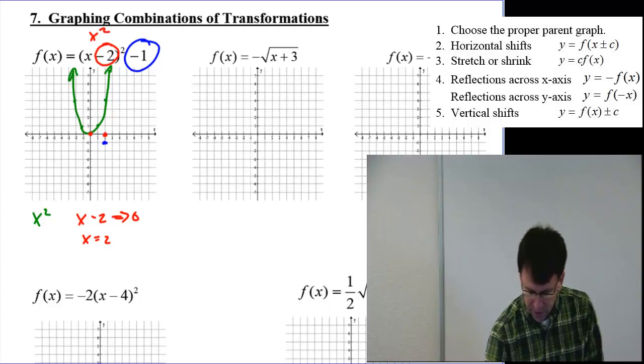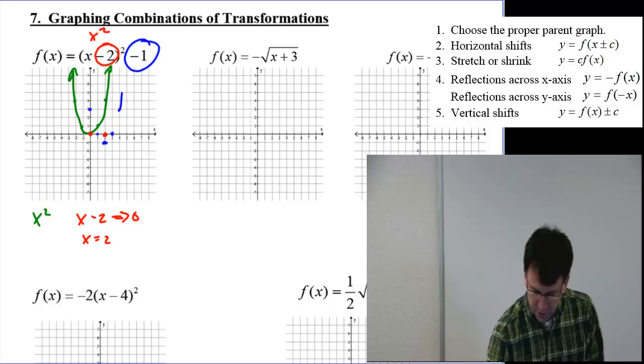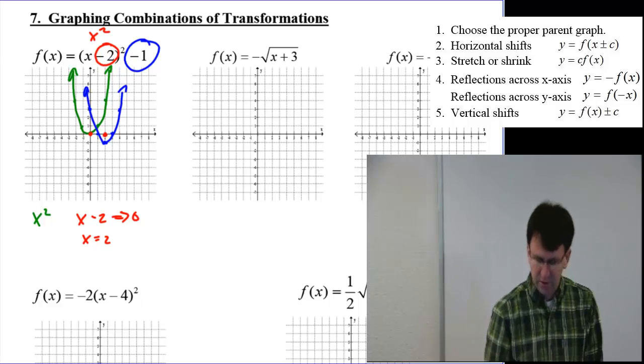From major point, I go over 1, up 1. I go over 2, up 4. And you can kind of see why we spent so much time talking about behavior from major point. So now I end up with a graph that looks something like that.